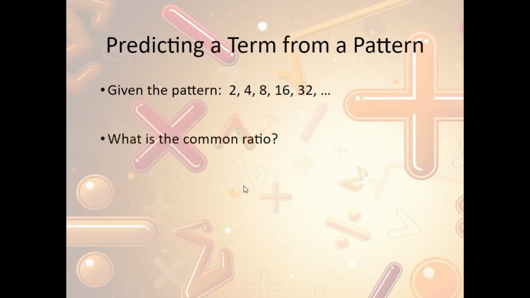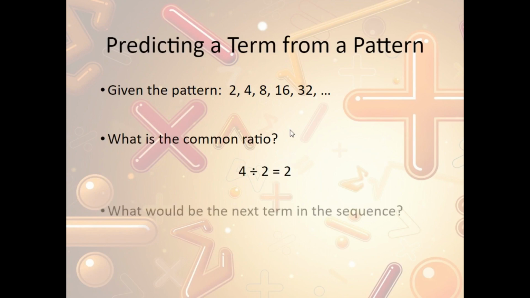So we're given this pattern, 2, 4, 8, 16, and 32. And we want to know what the common ratio is. Well, we already talked about it earlier. Our common ratio is 2, and we found it by dividing this number by this number. So 4 divided by 2 is 2. So that's our common ratio. So what would the next term be? Well, we would take 32 and multiply by 2, and we get 64. So 64 would be our next term.